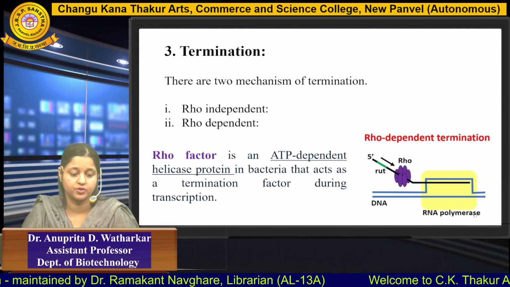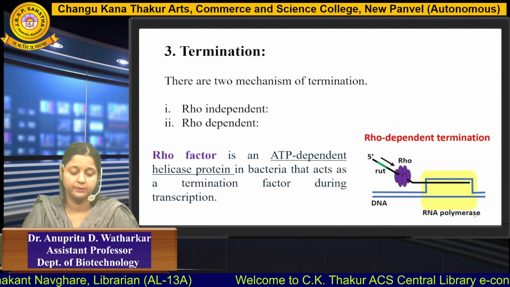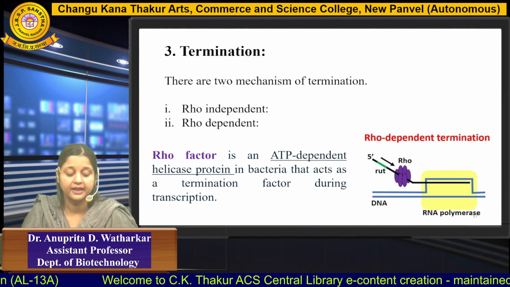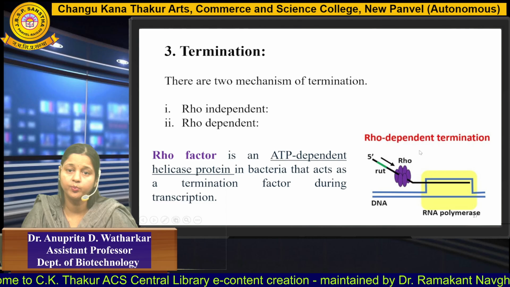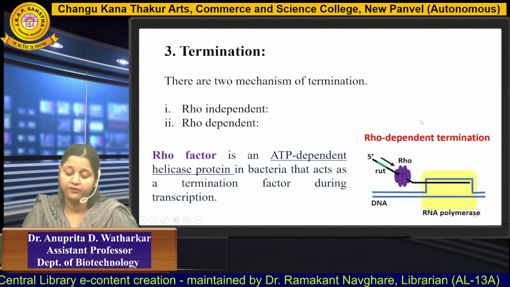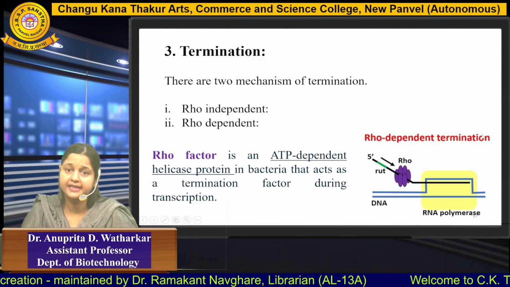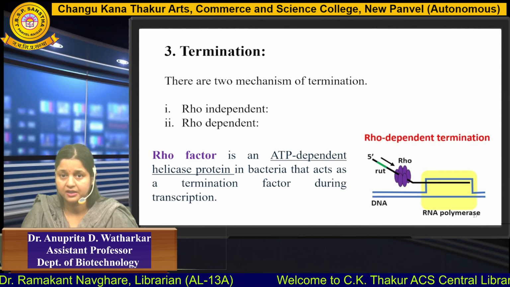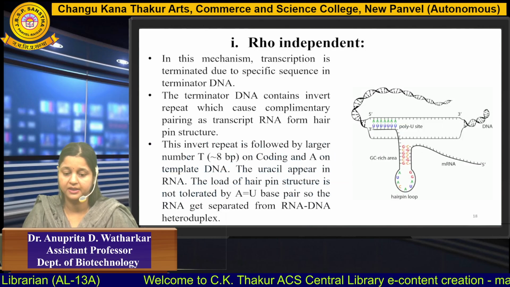The next process is termination. There are two mechanisms of termination: Rho independent and Rho dependent. Rho factor is an ATP dependent helicase protein in bacteria that acts as a termination factor during transcription. You can see in the diagram that the Rho protein binds to the rut region, which is a specific site on the RNA. After binding to the rut region, Rho moves towards the bubble, and using ATP energy, it pulls the RNA transcript away from the complex and releases it from the RNA polymerase enzyme.